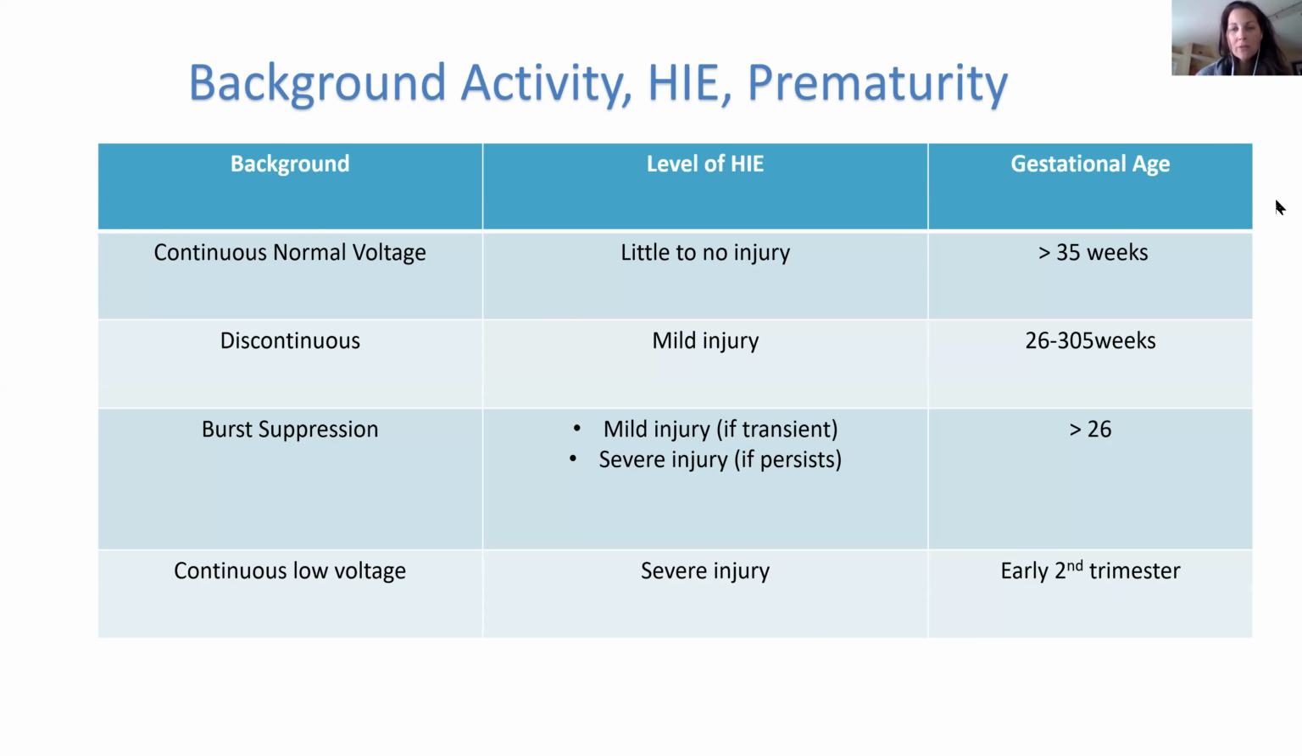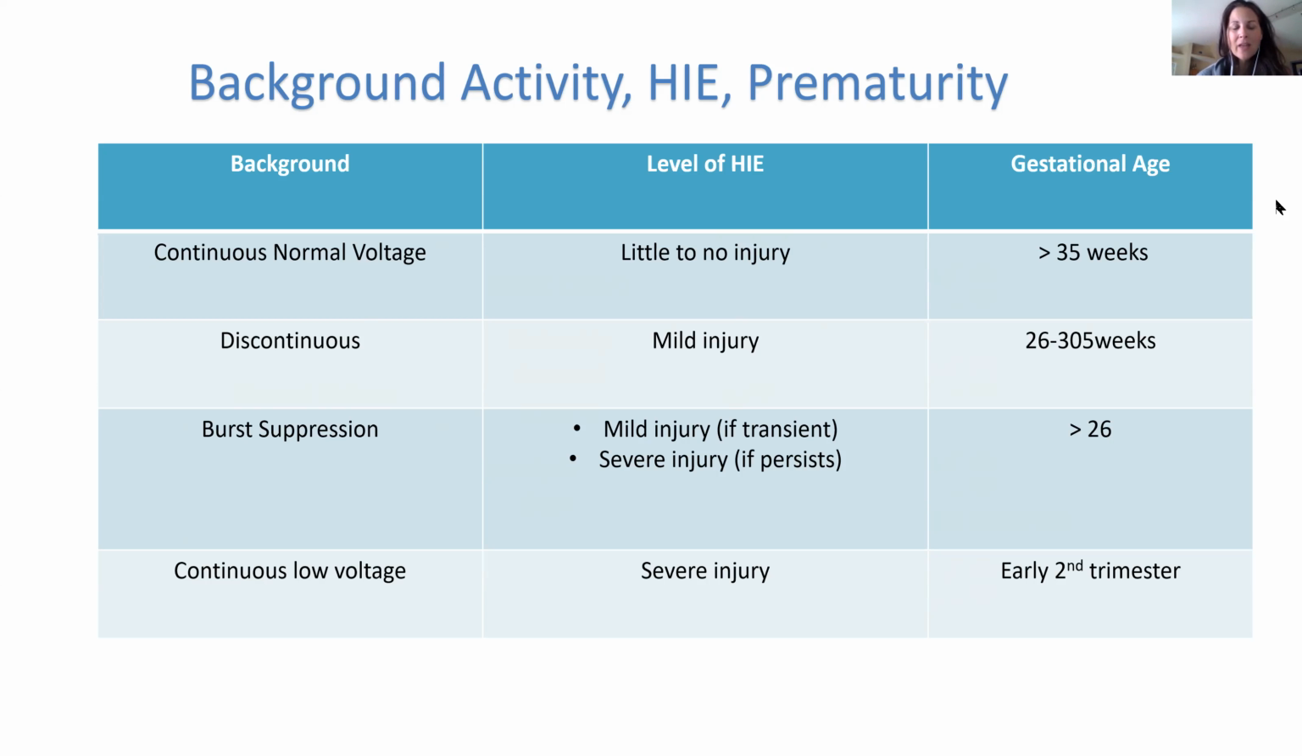So I'm only focusing on those two things for right now. And so we know that if there is little to no injury of aEEG, that babies tend to have continuous normal voltage patterns. This is where you're just like, whew, this baby is doing good. Mild injury, we tend to see discontinuous.